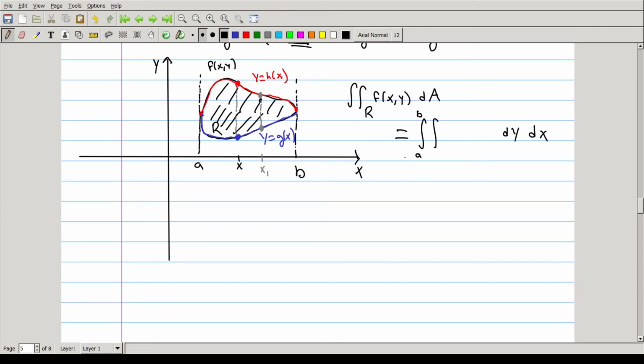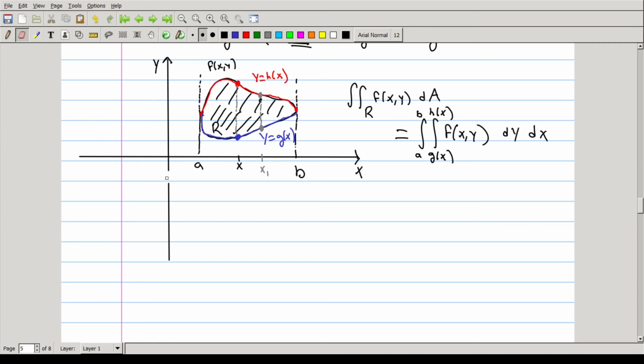So that means that in our iterated integral, if we're going from a to b in x, then y is going to be going from the function g of x to the function h of x. And then we're still integrating the function f of x y. And this is the idea for doing the integral over a simple domain. This is a simple domain in x.